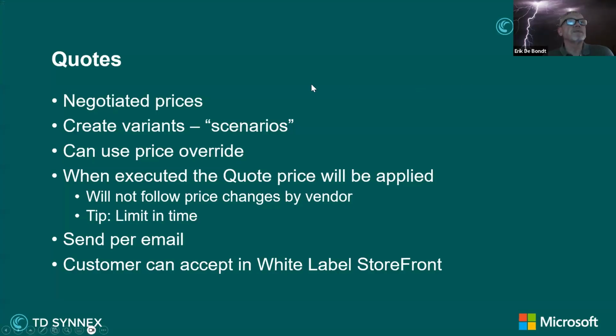So quotes. So negotiated prices. You can create scenarios. You can use price overrides. So this is a third way of basically creating price overrides. So when executed, the quote price will be applied. As said, if you define the price of 11 euros and Microsoft changes the price, you will still use the 11 euros because basically it's what the customer signed up for. So the tip here is limit your quote in time. Don't make it too long, otherwise you might run into issues. You can send it per email, and the customer can accept it in the white label storefront.